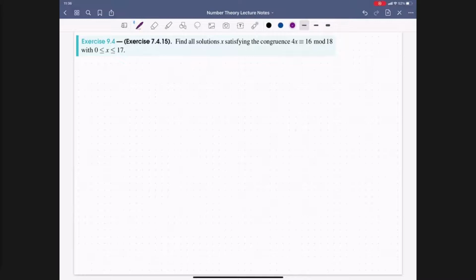So we're starting off with 4x congruent to 16 mod 18, but for the Chinese remainder theorem, we want to break that up into 2 relatively prime factors. So we're going to take 9 times 2 is 18. Then we look at the equations 4x congruent to 16 mod 9 and 4x congruent to 16 mod 2. Now 16 modulo 9 is 7, and 16 modulo 2 is just 0.